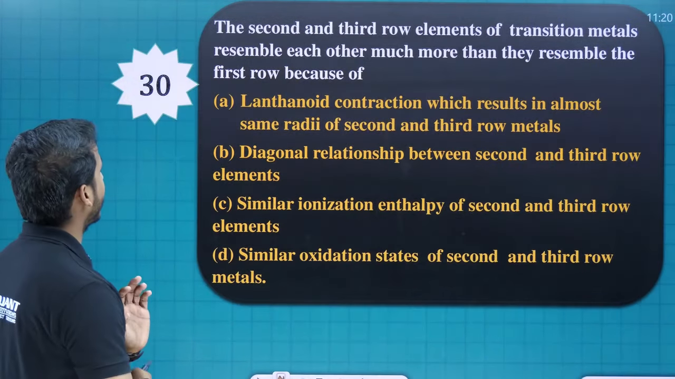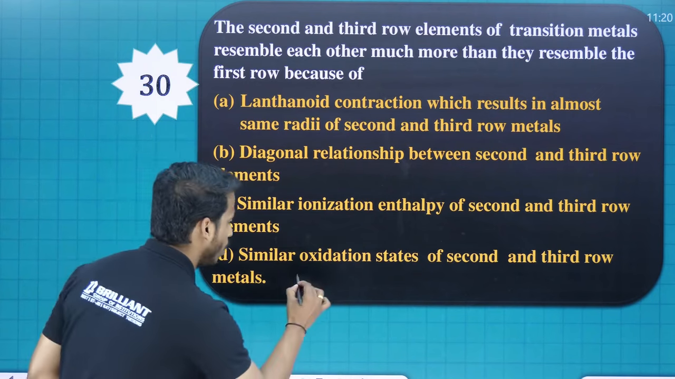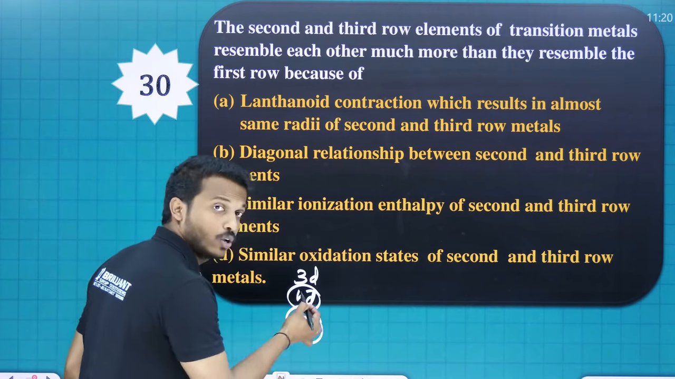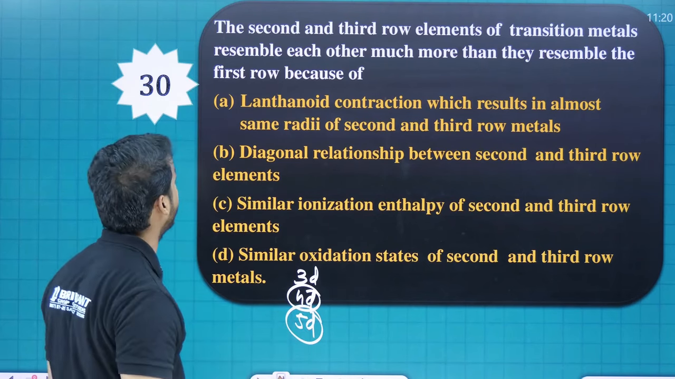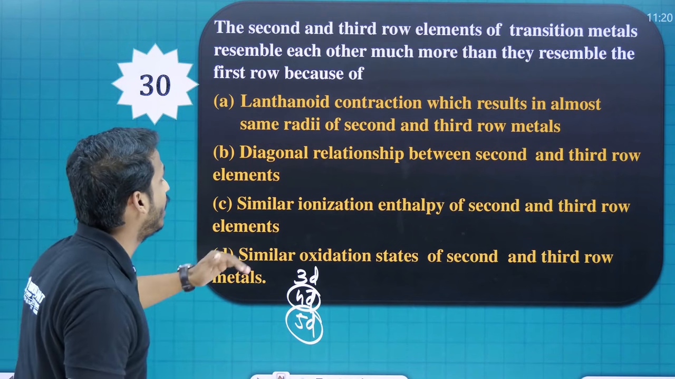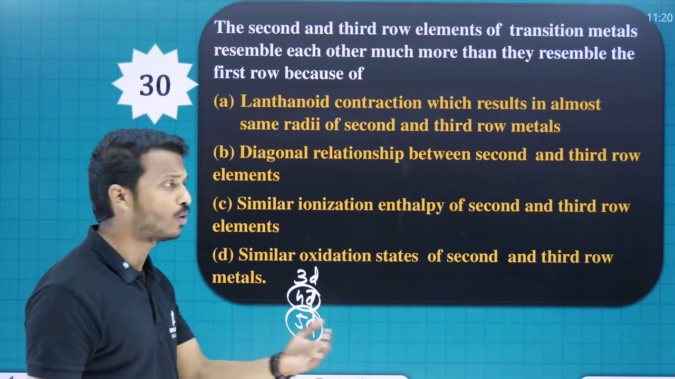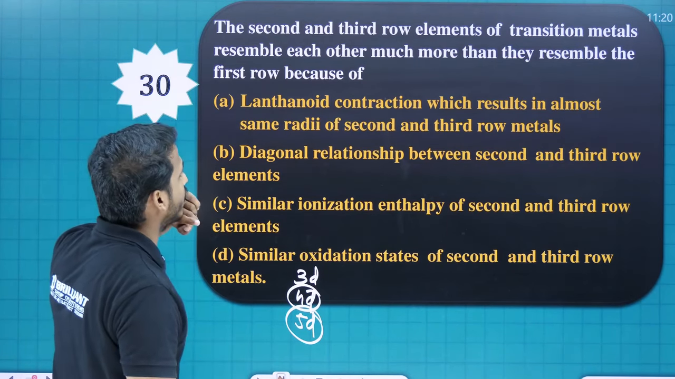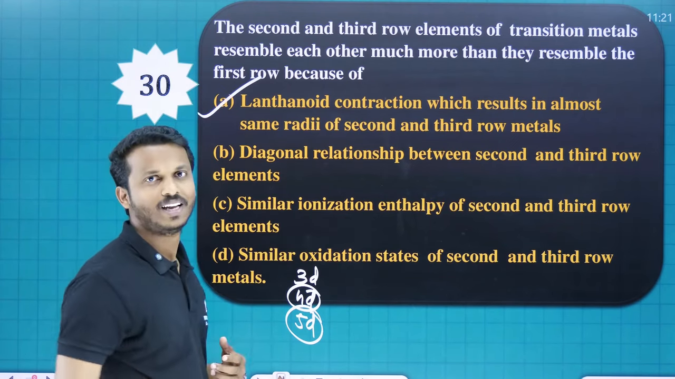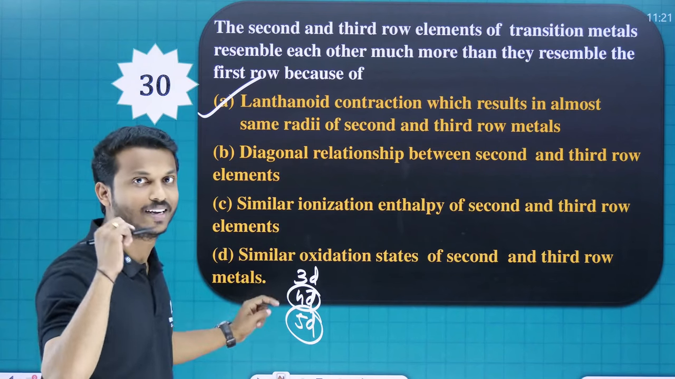Right. Next. The second and third row elements of transition metals, which are 4d and 5d. The second and third row elements of transition metals resemble each other much more. Again we discussed this: due to the lanthanide contraction, which results in almost the same radii of the second and third rows. Yes, option A. So 3d is the first transition series, 4d and 5d are the second and third transition series.